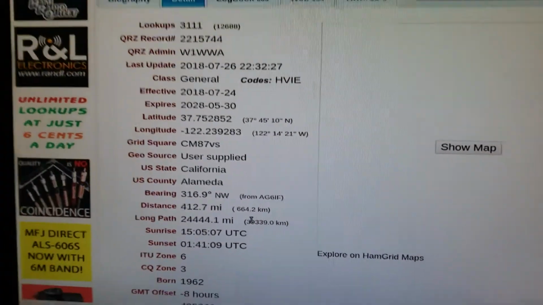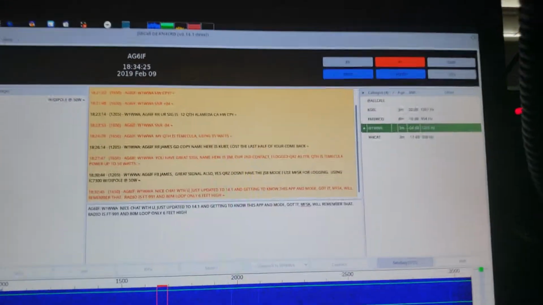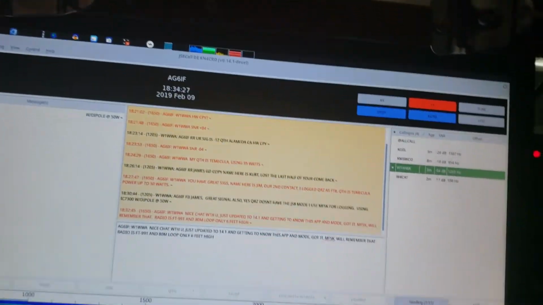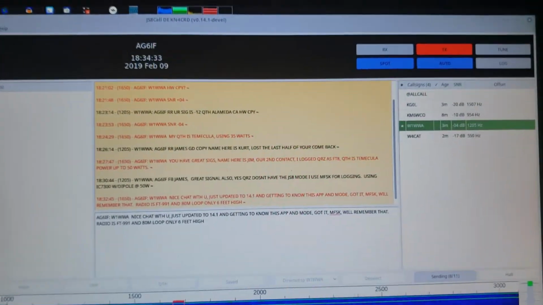400 miles. So I was using 35 watts. I raised it up a little bit. I'm up to 65 now. So we're just having a little chat on JS8 call, and it's working out pretty good. It's a derivative of the FT8 protocol.